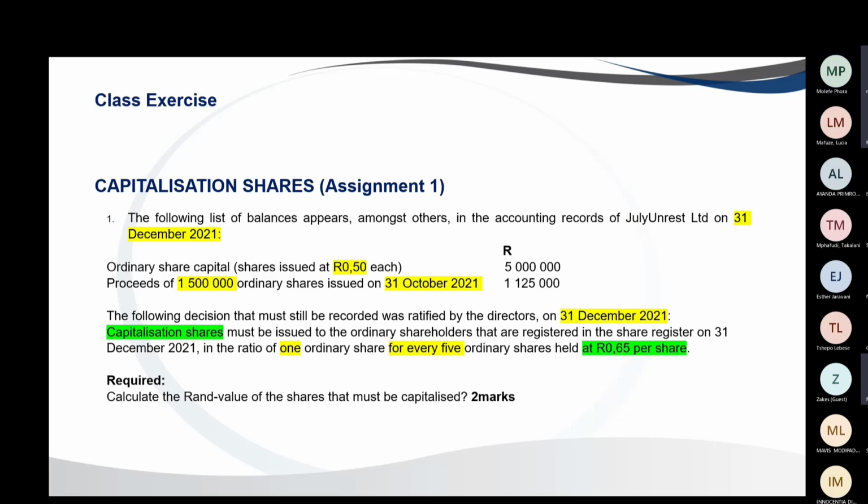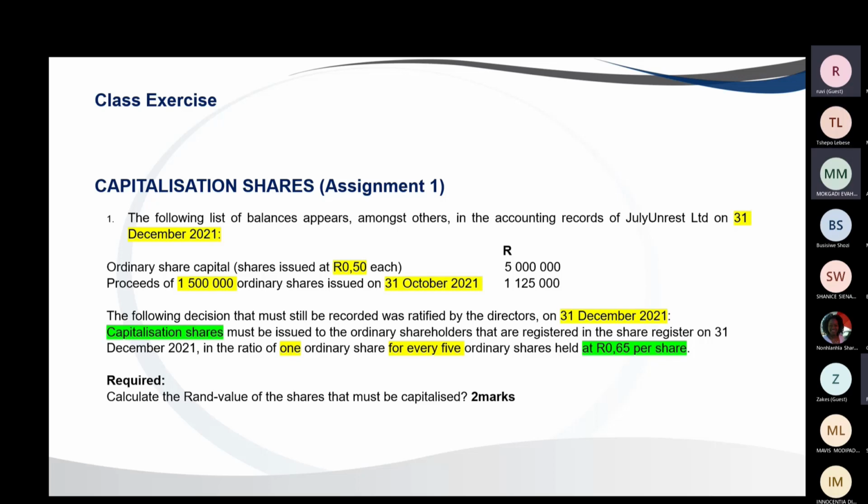What does that mean now? Remember, that will mean including those that were issued in October. Did anyone miss that part? Yes, may you please repeat it? I didn't really get it. Thanks, Seb. The cap issue was issued to ordinary shareholders. Ordinary shareholders, we always need to be aware of that. That are registered in the share register on the 31st of December 2021. So it will mean you've got those that are under that 5 million, including those that are in that 1.125 million, because they were there by 31st October. Is it clear, what's happening?